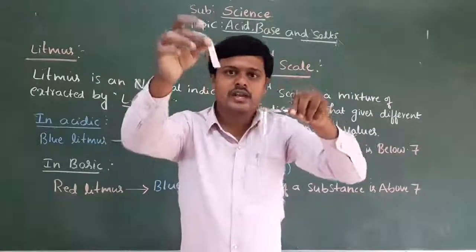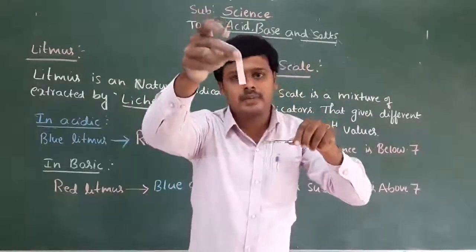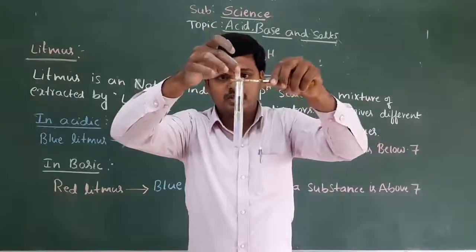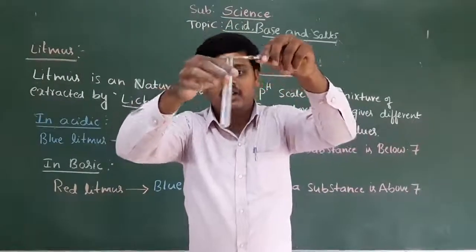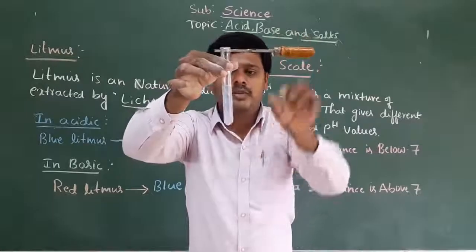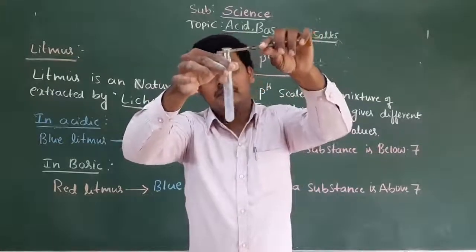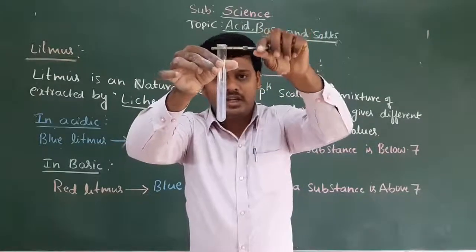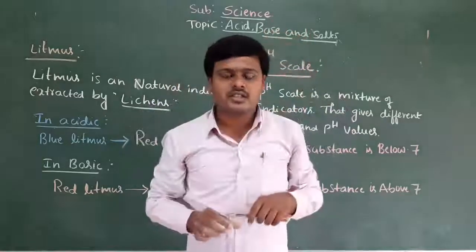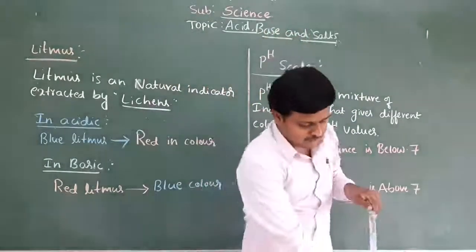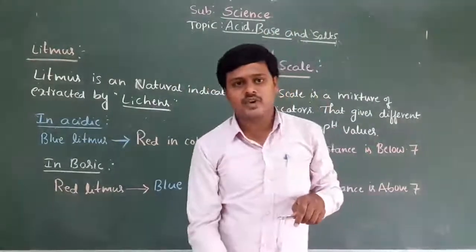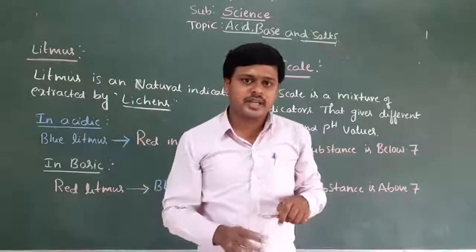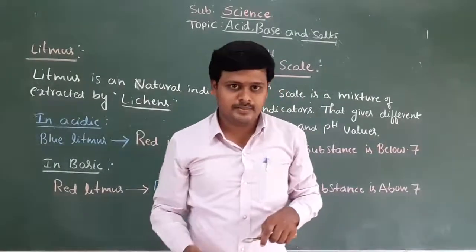I am going to add the red litmus paper into the test tube. Just observe it. See, now it is changing color. The red litmus paper changes into blue in color. Have you observed this? So based on these pH papers, we can easily identify whether the substance is an acidic medium or a basic medium.